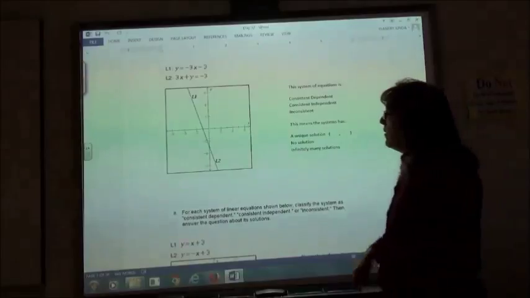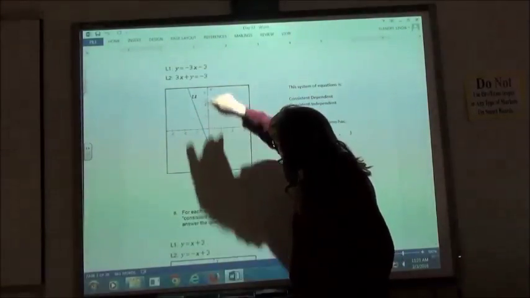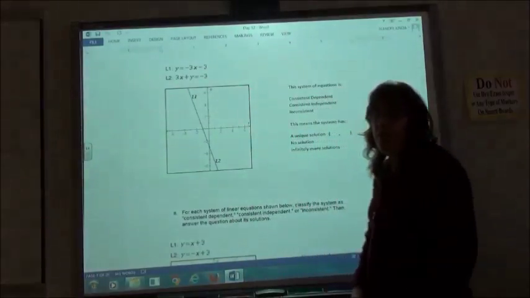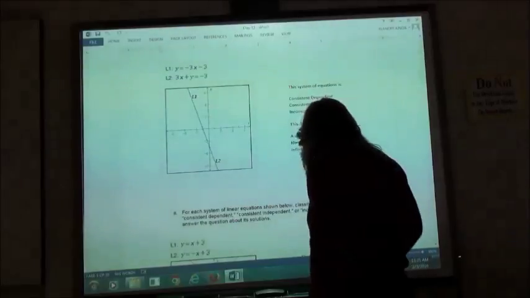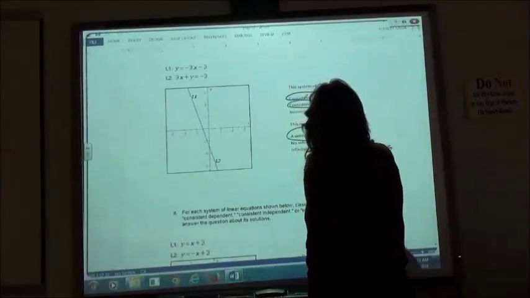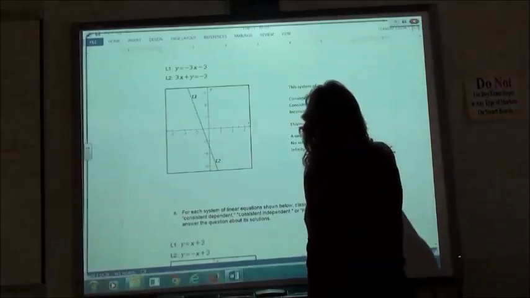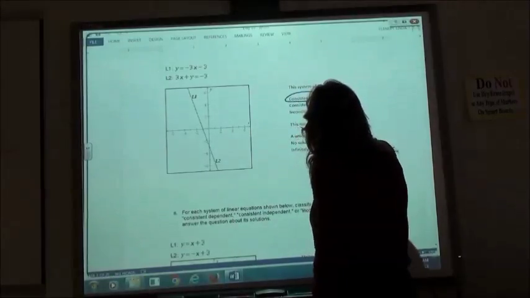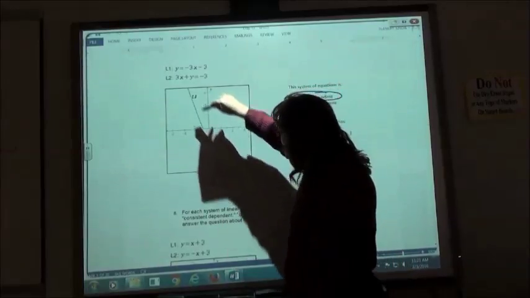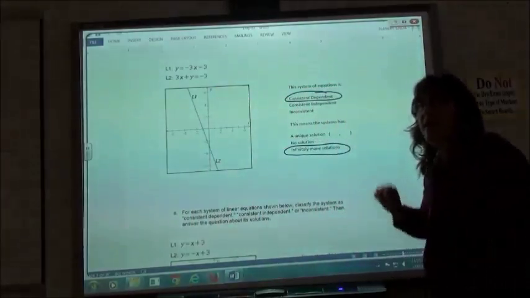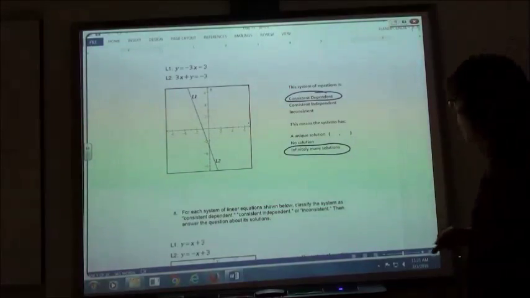The third one, that's the one where it says line 1 and line 2. I have two separate equations, but if I rearrange my equations, they'd be the exact same thing. Those are the ones that they call consistent, dependent. Consistent, dependent, they're going to have infinitely many solutions because every single point on line 1 is going to be on line 2 since they're the same line.